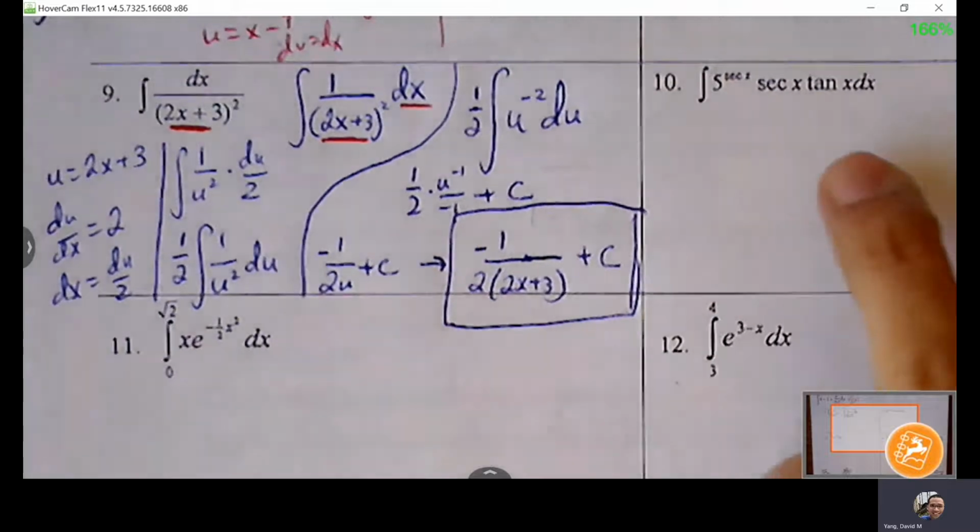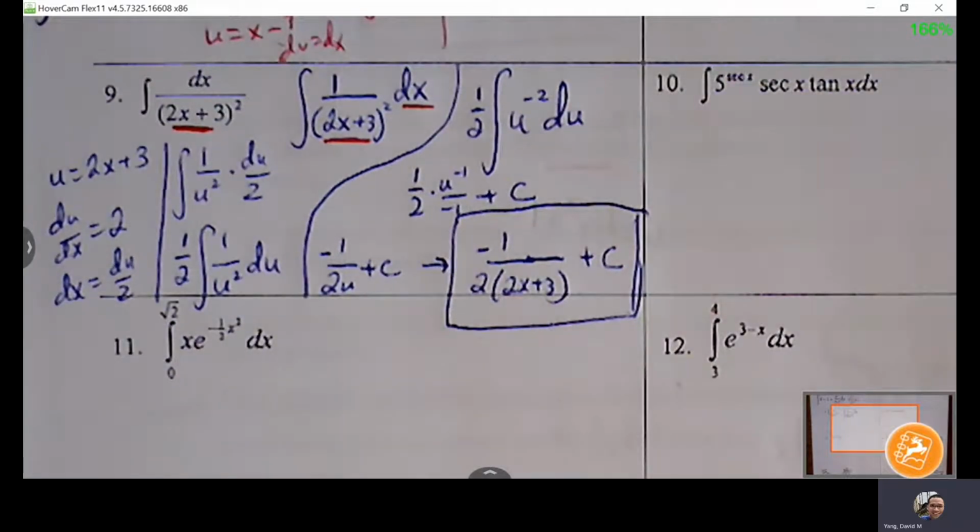Even if you're looking at this saying, okay, I got a rule for secant tangent, I got a rule for 5 secant, I can just separate them and handle them separately. That's not the case. When things are connected by multiplication, we're not going to be able to separate the problems like we would prefer to. So we got to go through U substitution for number 10.